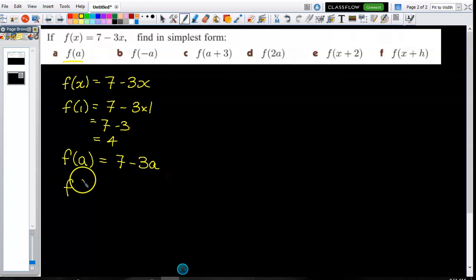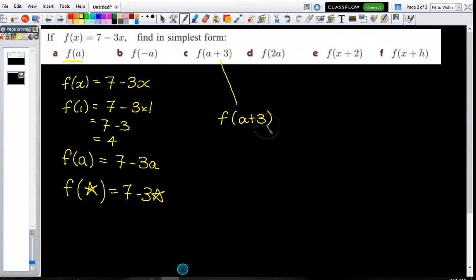I could ask you, replace it with a star. 7 minus 3 times star. Wherever x is, replace it with what's in that bracket. Does that look ugly? Sure. But hey, it's not difficult. It's just saying, can you follow and apply the process?